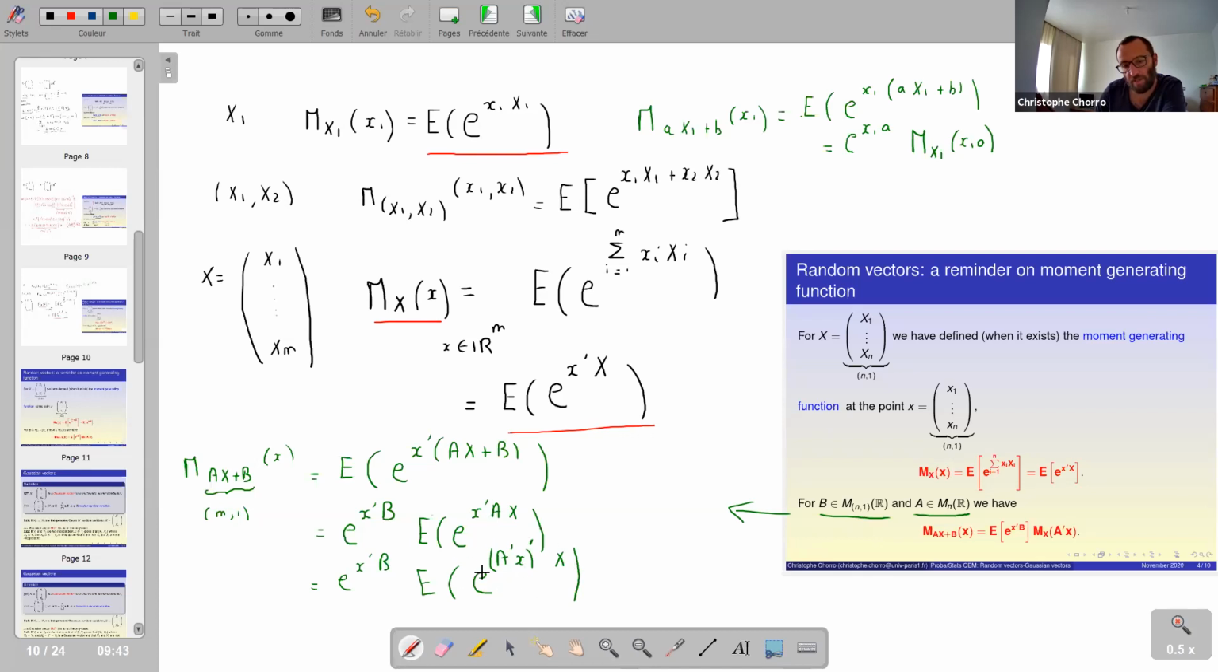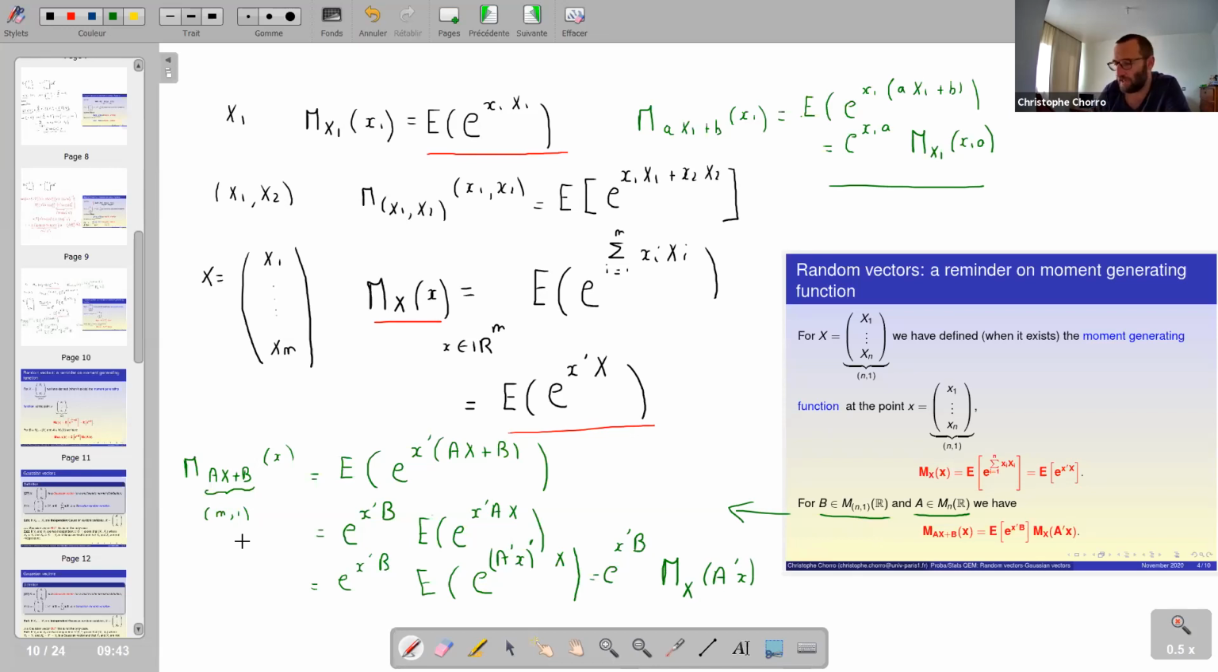And why do I do this? Because this way I cope with my definition here to see that here I have exponential of x prime b multiplied by the moment generating function of X at the point a prime x. So I have the generalization of this formula here, but in the case of a random vector. So if I know the moment generating function of a random vector, then I am able to compute this way, when it exists, the moment generating function of an affine transform.